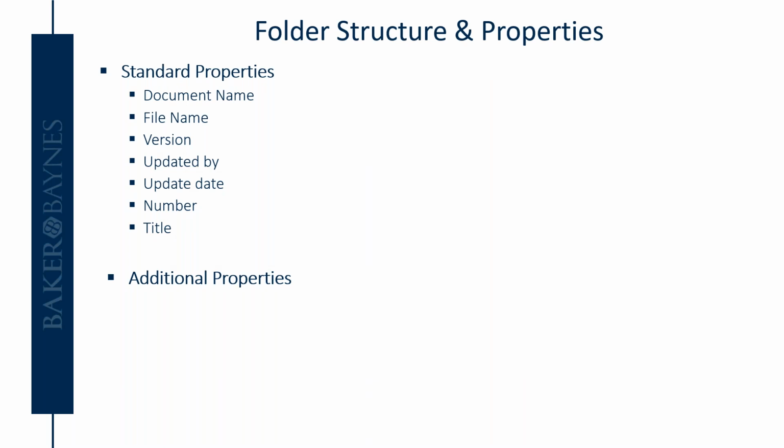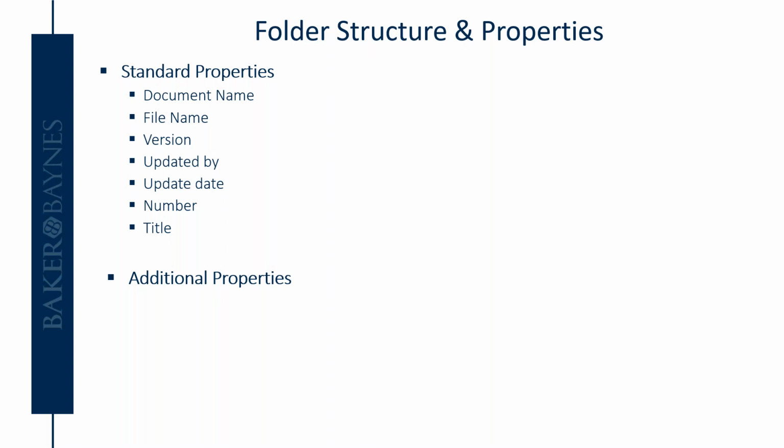So just from a folder structure point of view, there are some properties that we need to have a look at. The standard properties or attributes of your folders and your files will be document name, file name, version, updated by, updated date, number, and title.